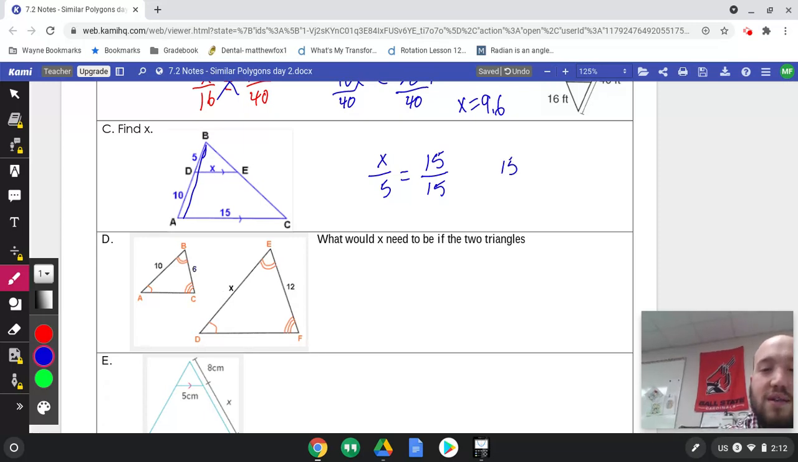So 15x equals 75, divide by 15, and we'll get x equals 5, which makes sense because, as you may have noticed, once we said this was 15, if that was 15 and 15, those are the same, so it makes sense that it'd be 5 and 5.